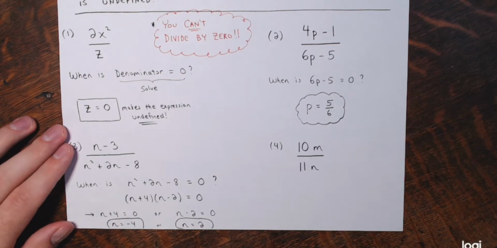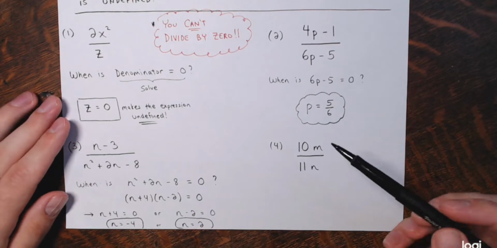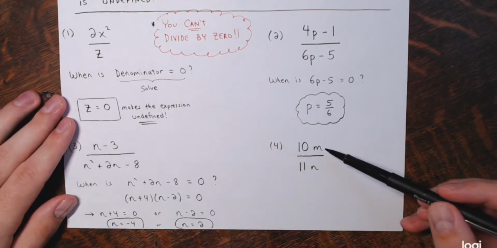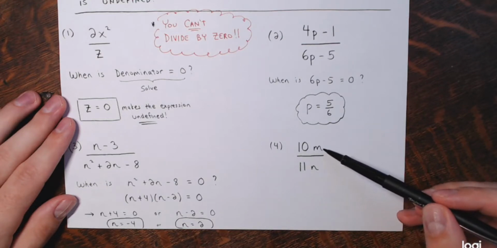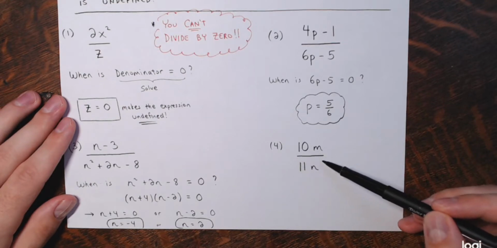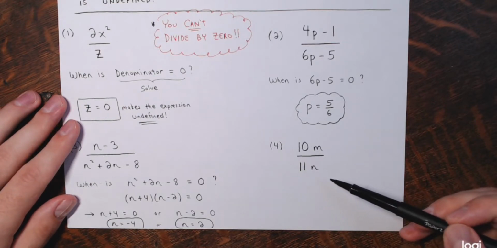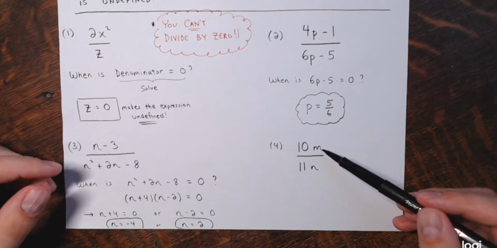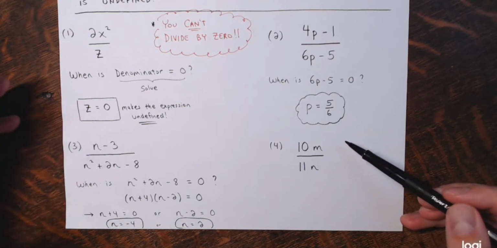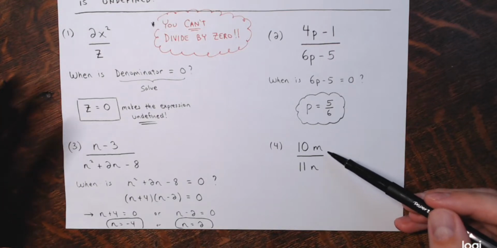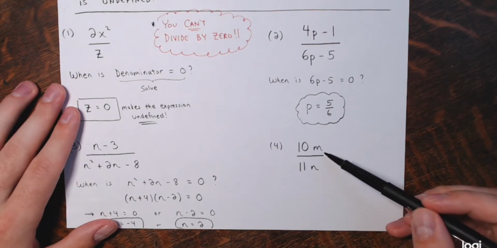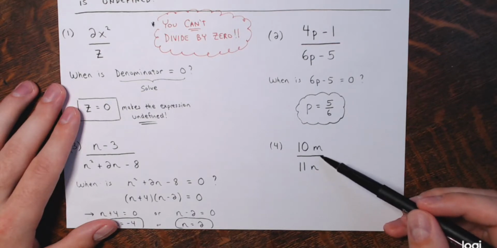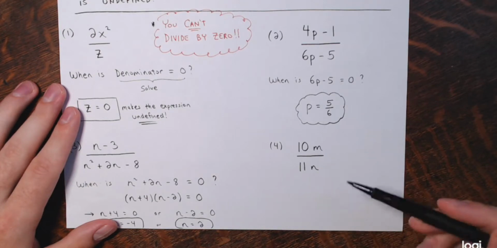Alright, so again, hopefully this is pretty simple looking by now. Alright, example 4. This expression has two variables, m and n. We have the numerator 10 times m divided by denominator 11 times n. And just like in example 1, I could replace m and n with any numbers I want, except for one value. You'll see what that value is in a second. I bet you can see it already. But I could replace m with 30 and n with negative 12, or m with 10 and n with 5. Just whatever you wanted, except this, right?